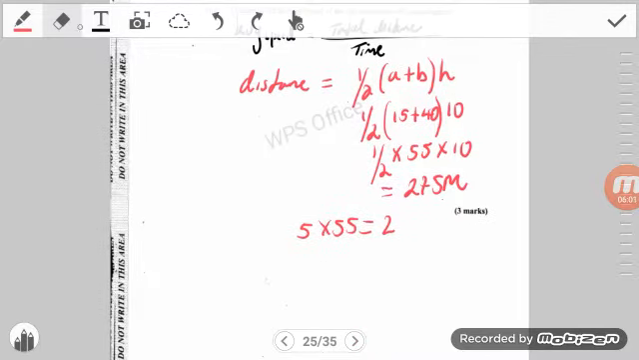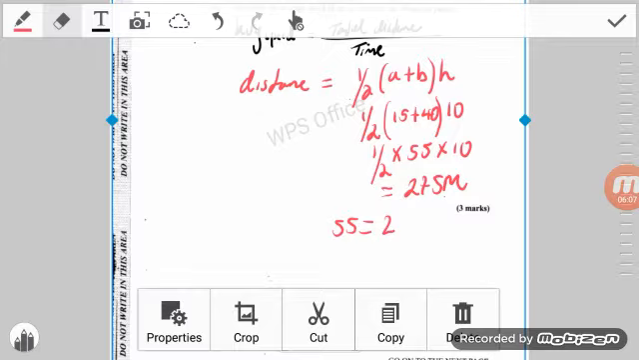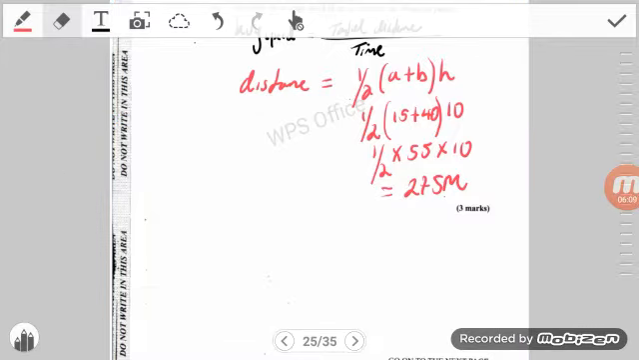Alright, so that's 275 meters. Oh, sorry about that, guys. Alright, so that's the total distance that is traveled by the cyclist.